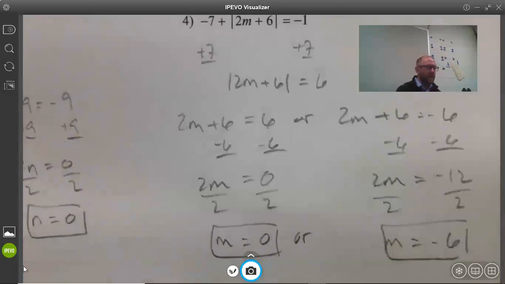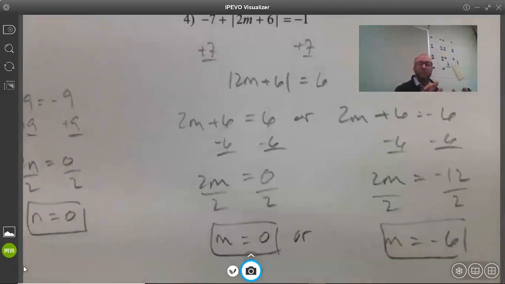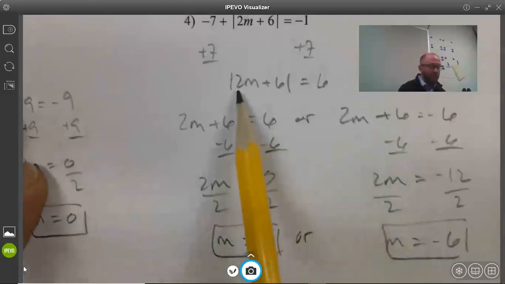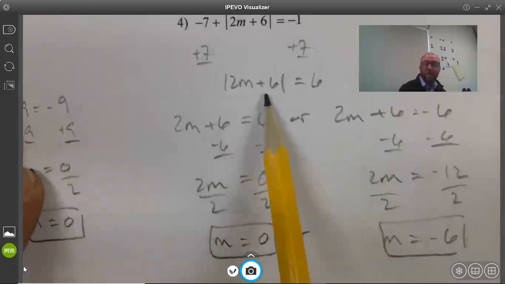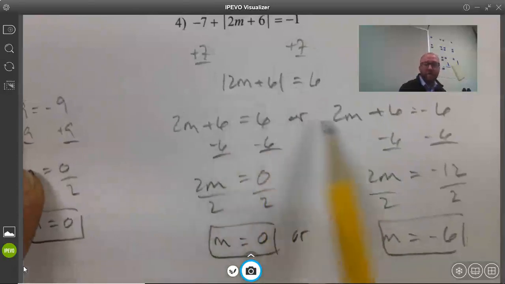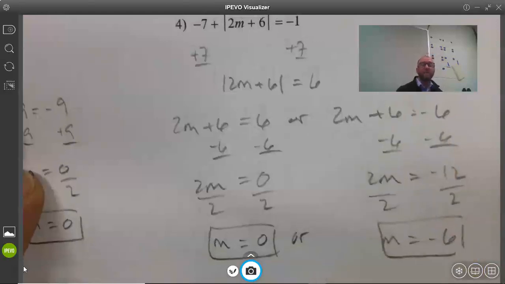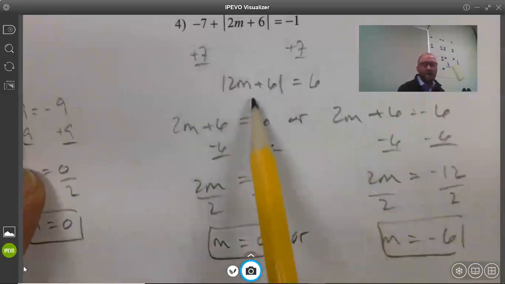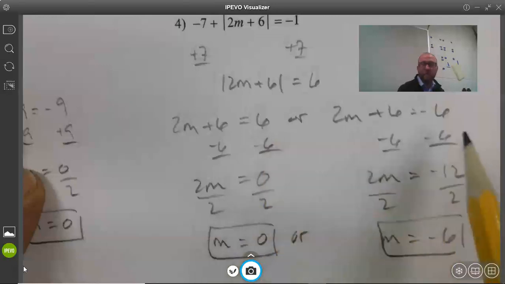So, in either case, we split the absolute value equation into two separate equations, because if, for example, the absolute value of 2m plus 6 is equal to 6, then this must work out to either positive 6 or negative 6, because both positive and negative 6 have an absolute value of 6. They're 6 units from 0 on the number line. So 2m plus 6 has got to be the same as either 6 or negative 6.